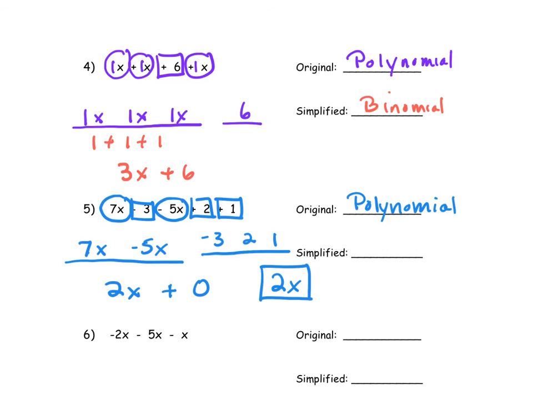Can you tell me what kind of polynomial this is? This is a monomial. It's 1 term. And that certainly is much more simplified, easier to look at, easier to deal with than what we started with. We started with 5 terms and now we're down to 1.